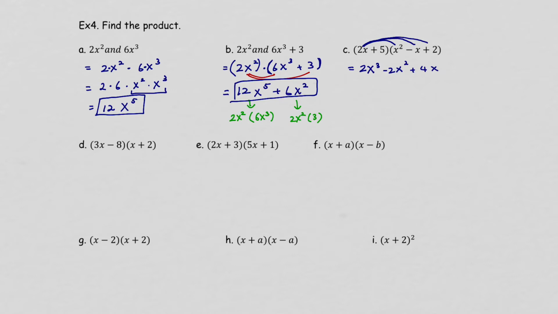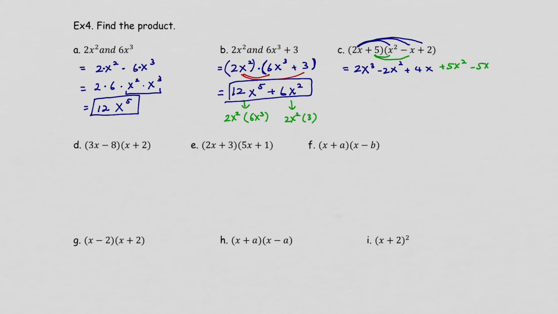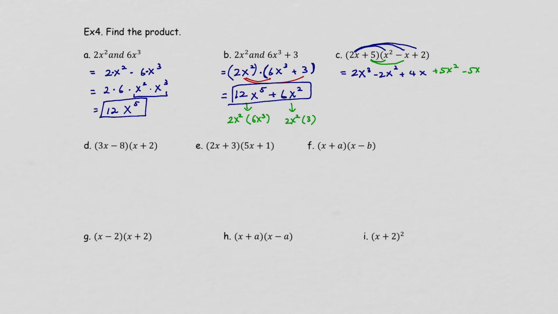And then now I'm going to do 5 times x squared, which is 5x squared. And then 5 times negative x will be negative 5x. And then 5 times 2 will give you plus 10.